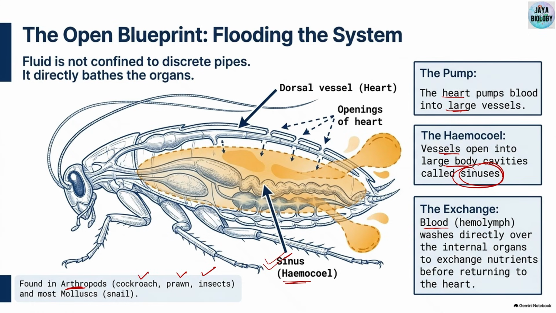And the blood is known as hemolymph. Blood will wash directly over the internal organs to exchange the nutrients before returning to the heart. So it means blood is not confined to the pipes, means no blood vessels. The organs are directly in touch with the blood, and blood is known as hemolymph, and the cavity where the liquid will be present is known as sinuses.